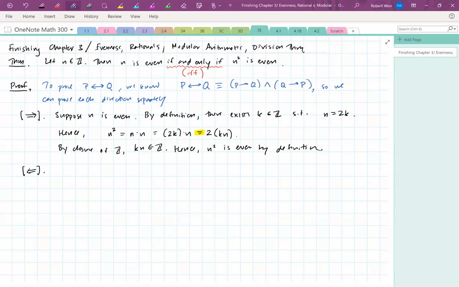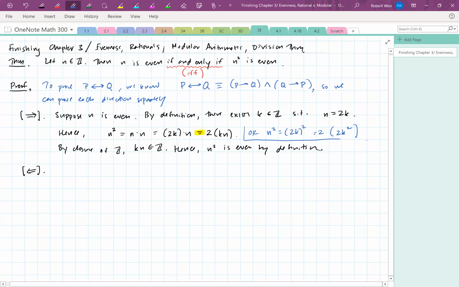By the way, maybe some of you, when you were thinking of this proof, wanted to write n squared equals 2k squared, which is equal to 2 times 2k squared eventually. And that's also a reasonable way to go. As always, there's many ways to prove any statement. So I could have done this instead.